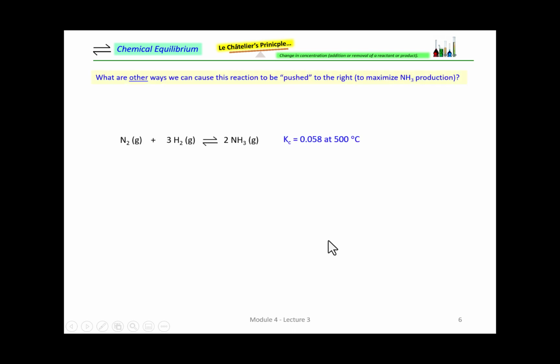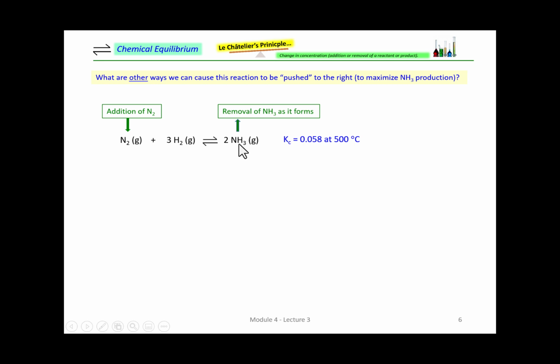So what are other ways we could cause this reaction to be pushed to the right? In other words, if we want to maximize ammonia concentration, what other things could we do in the realm of changing concentrations? Well, we could also add additional nitrogen. That would cause the system to shift to the right towards ammonia production. Or we could remove ammonia as it forms.